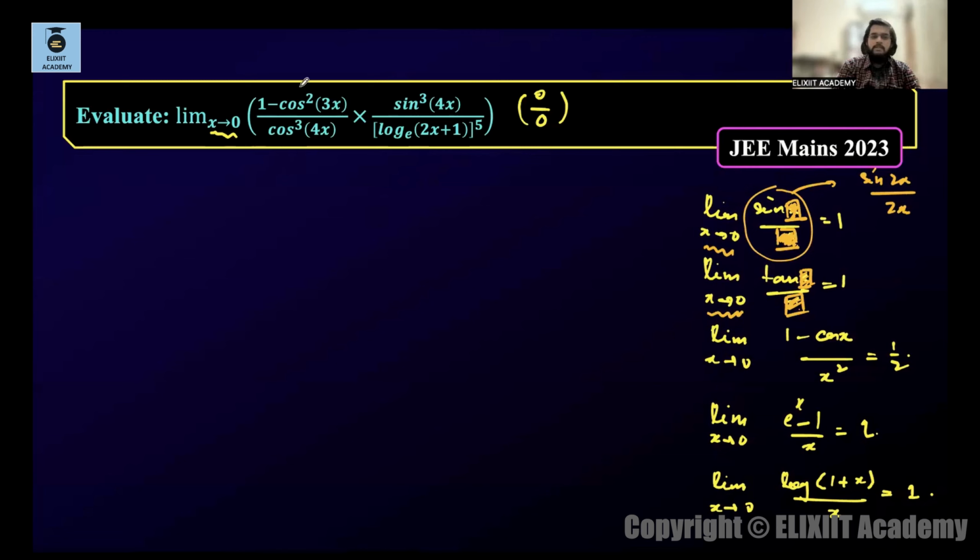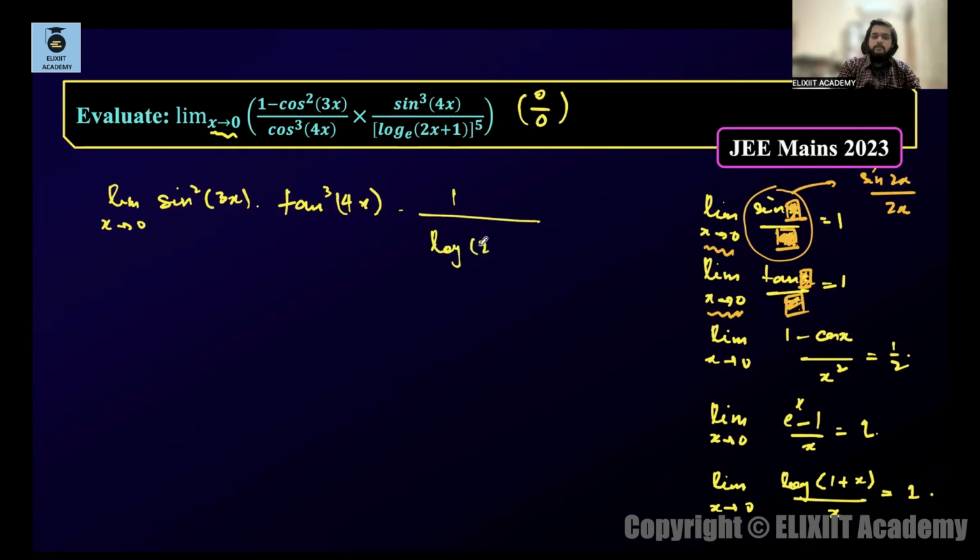So first what I can see is we have 1 minus cos square x. We can change this to sin square x, limit tending to 0, sin square 3x. And sin cube 4x upon cos cube 4x will make tan cube 4x. And here we have log of 1 plus 2x raised to the power of 5, so we separate this: 1 upon log of 1 plus 2x, whole raised to the power of 5.